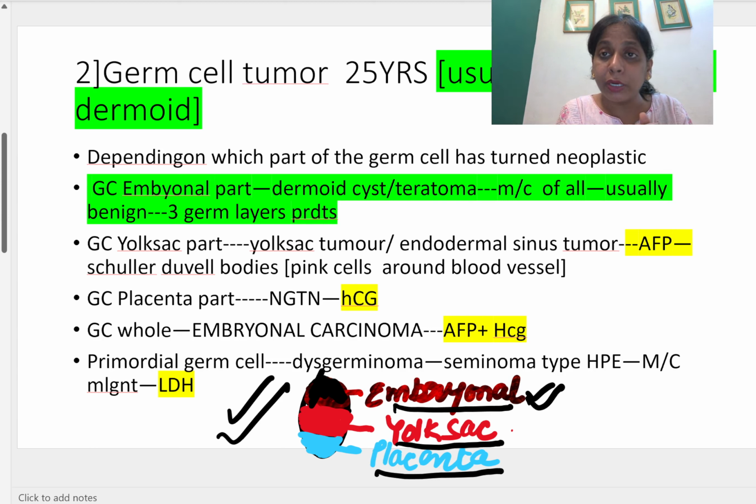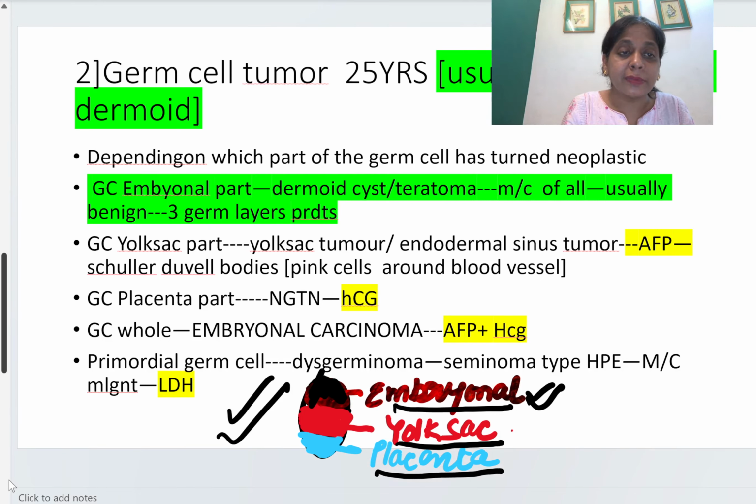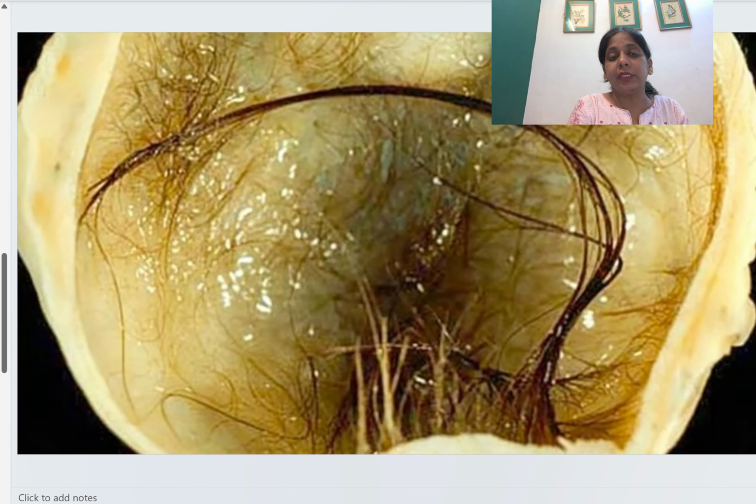So what is a dermoid cyst or teratoma? First of all, it is a subtype of germ cell tumor. Okay, and in the dermoid cyst we can see all three germ cell derivatives. You can see this is the cross section of the dermoid cyst. You all have seen this in your pathology labs.